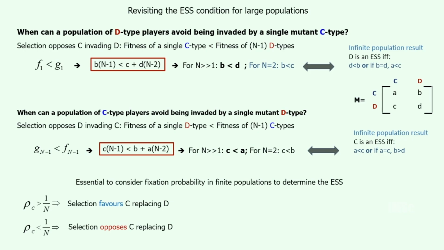So we need to consider fixation probabilities in finite populations in order to determine this. So it's not enough to say that the fitness of an individual mutant is less than the fitness of the remaining wild types. You also have to make sure that the mutant has a lower invasion probability than what you would expect by chance. What would you expect by chance? That is your null hypothesis, right? What you would expect by chance is a neutral evolution result.